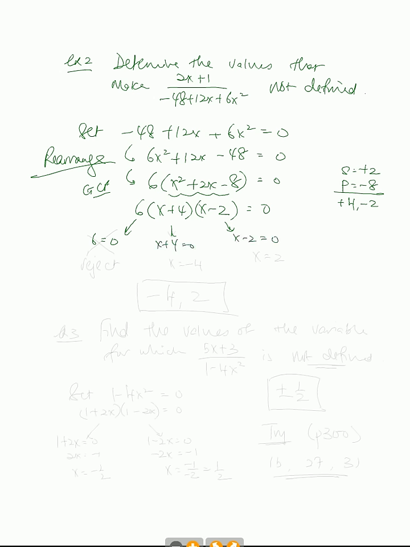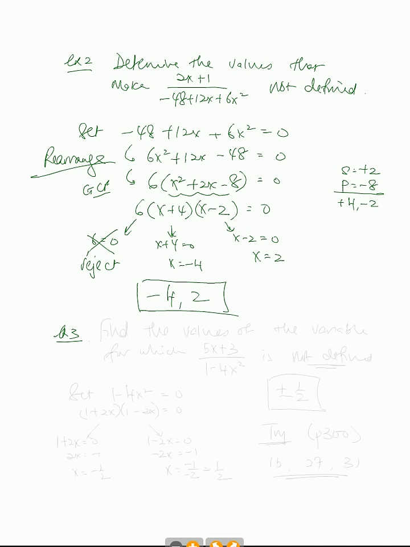If you look at the first case, 6 equals 0, that's basically nonsense. There's no contribution from there, so let's reject it. x plus 4 equals 0 tells you x is negative 4, and x minus 2 equals 0 tells you x is 2. So the answer to this question is negative 4 comma 2. Those are the two that will work. If you like, you can always check to see that you are correct. So let's try one more.